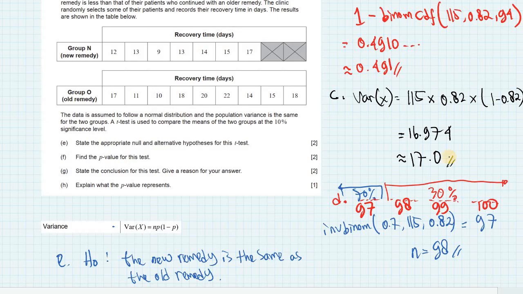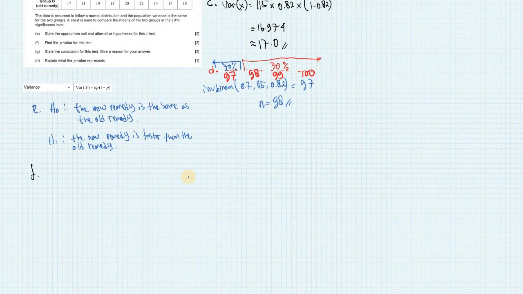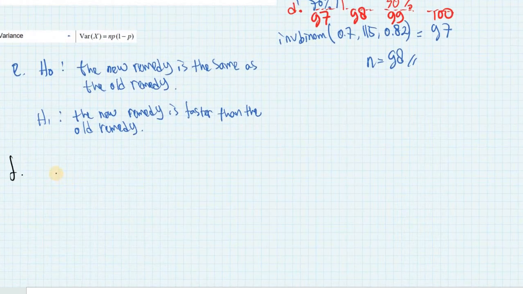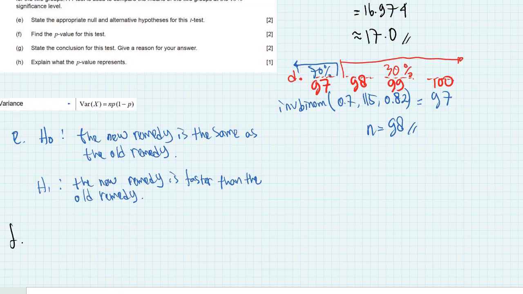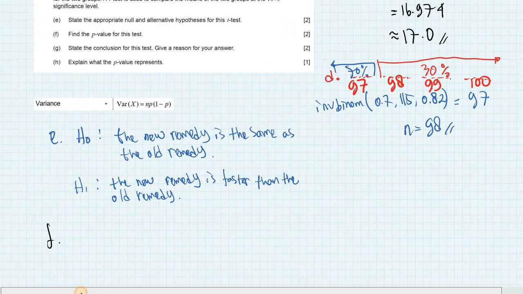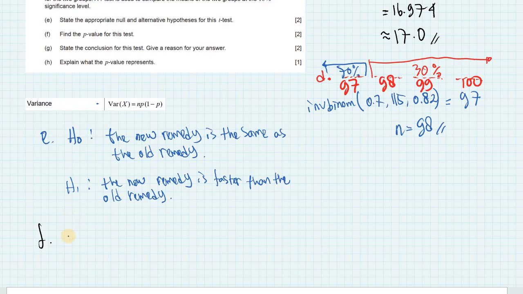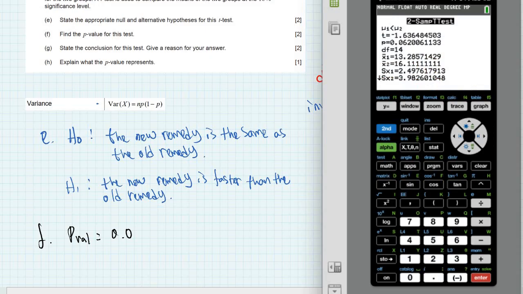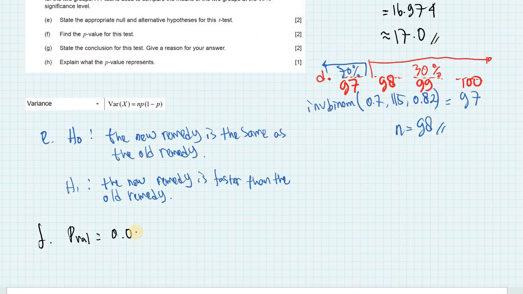Okay, let's put it there. This is too small. We have the p-value for question F. Oh, that's such bad handwriting. The p-value is equal to 0.062006, or approximately 0.0620. Okay, that's question F.